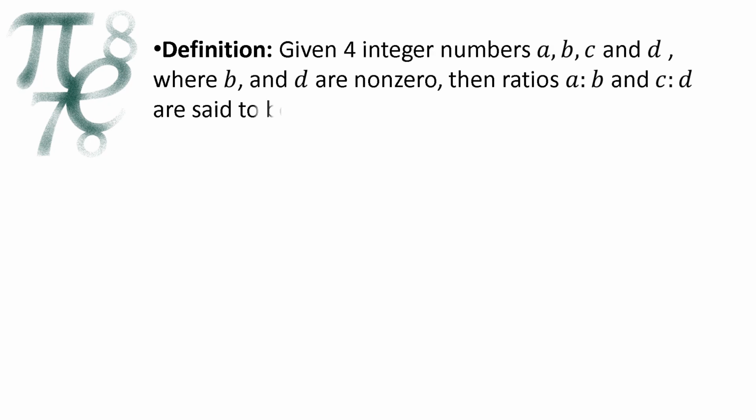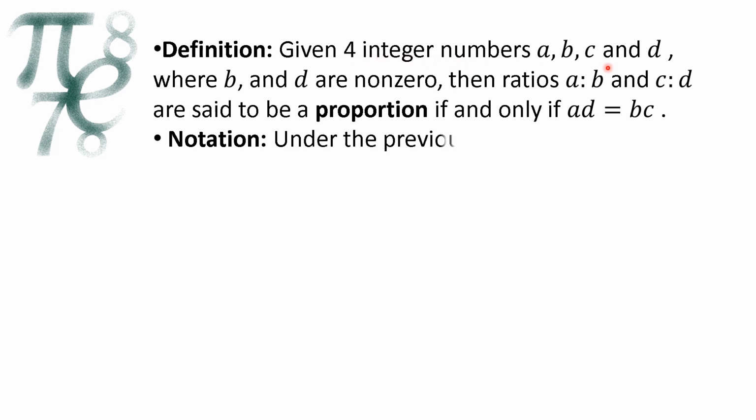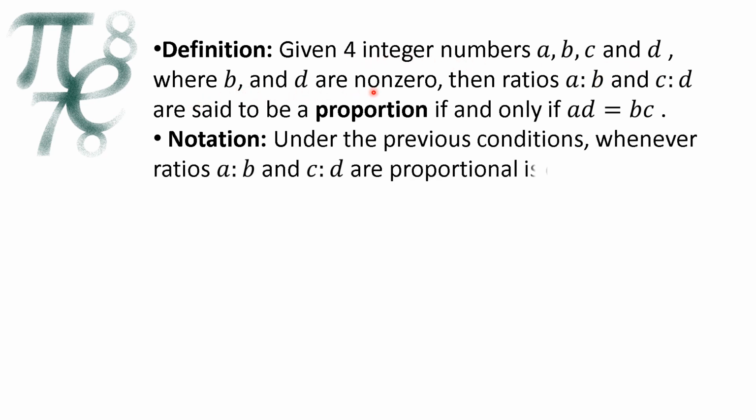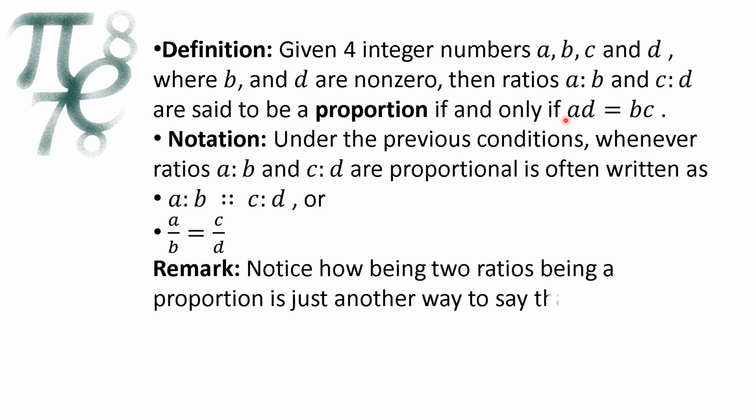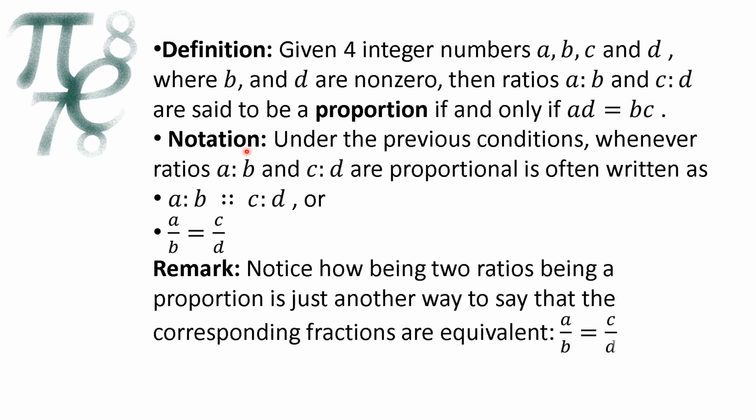Definition. Given four integer numbers a, b, c and d, where b and d are non-zero, then ratios a is to b and c is to d are said to be a proportion if and only if ad equals bc. Notation. Under the previous conditions, whenever ratios a is to b and c is to d are proportional, it is often written as a is to b is c is to d, or a over b equals c over d. Remark. Notice how two ratios being a proportion is just another way to say that the corresponding fractions are equivalent. A over b equals c over d if and only if ad equals bc.